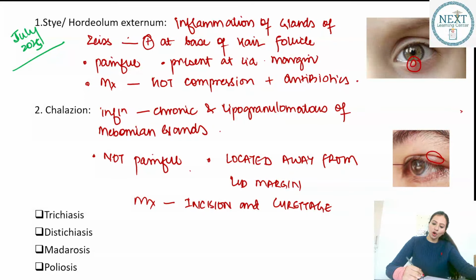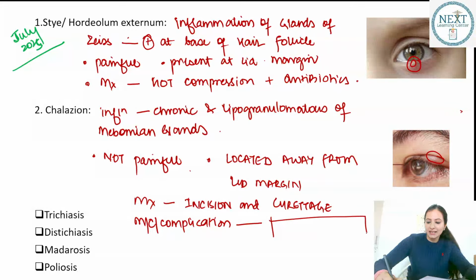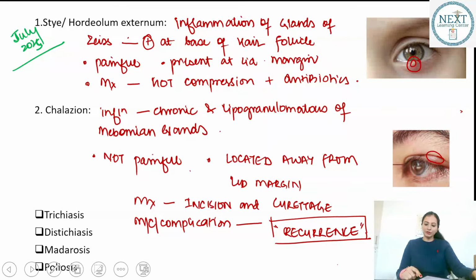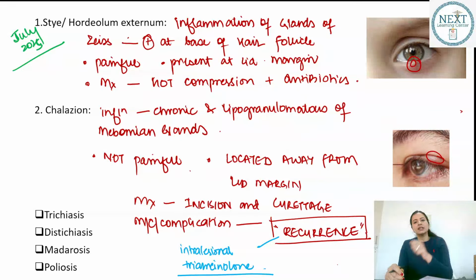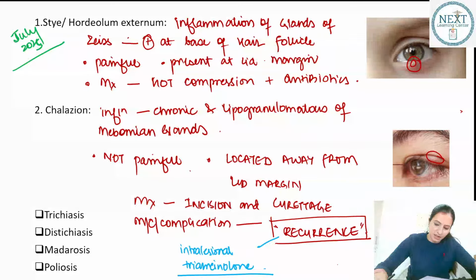What is the most common complication of chalazion surgery? It is recurrence. Okay. So how will you treat this recurrence? You will treat this recurrence by giving intralesional triamcinolone. That means if you give intralesional steroid, then the chances of recurrence also decrease.